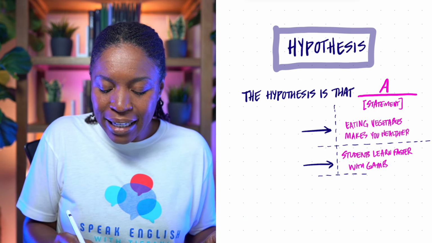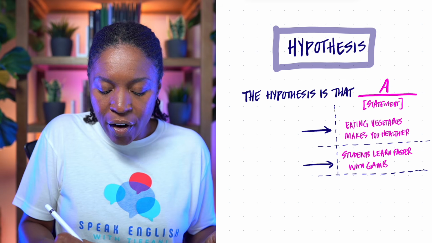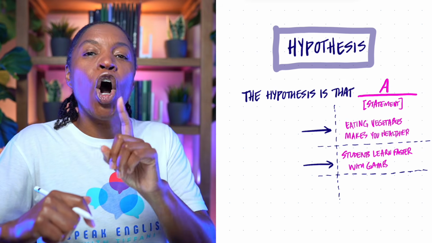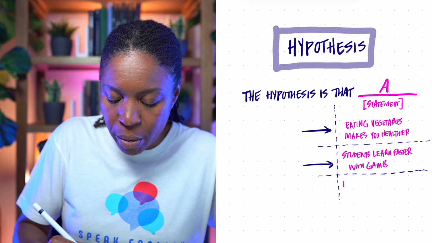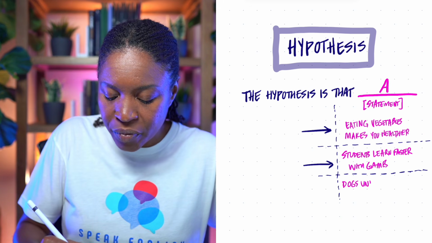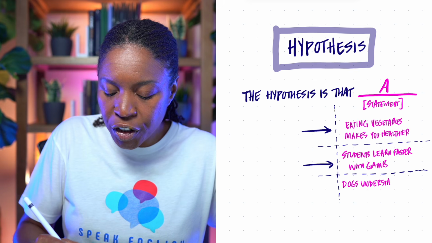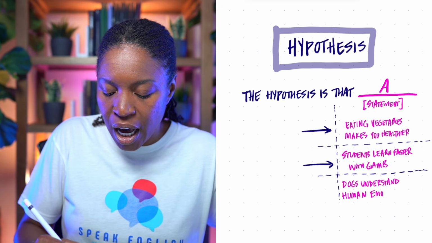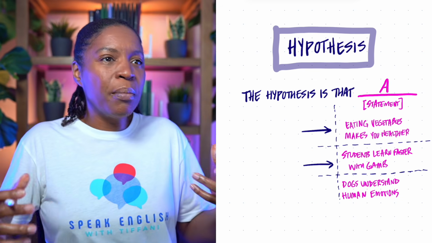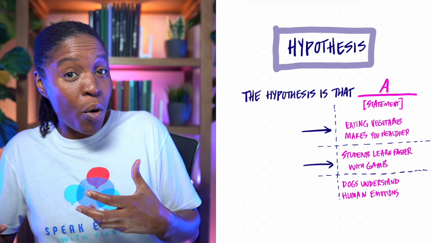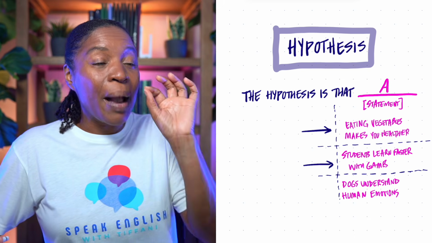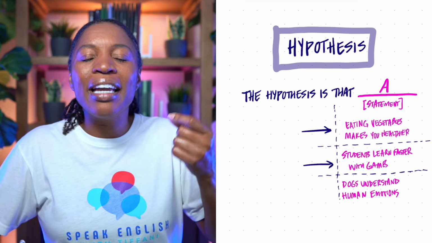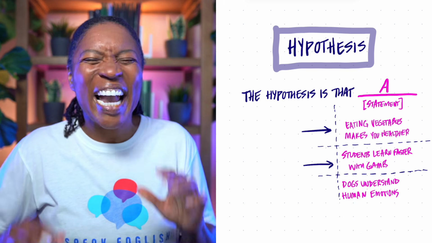Again, we're writing a statement to fill in letter A of our example sentence structure. Let's say dogs understand human emotions. All right? Dogs understand human emotions. This is a supposition, a hypothesis, right? It has some support, but it might need more. Here's the full sentence. The hypothesis is that dogs understand human emotions. You got it? Excellent. All right.